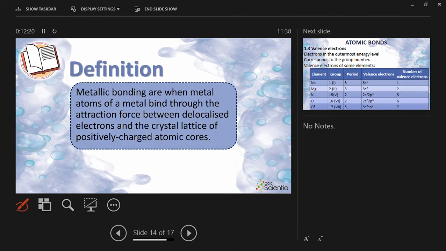The definition, metallic bonds are when metal atoms of a metal bind through the attractive forces between the delocalized electrons and the crystal lattice of positively charged atomic cores. Lekker maklik. Okay, goed.